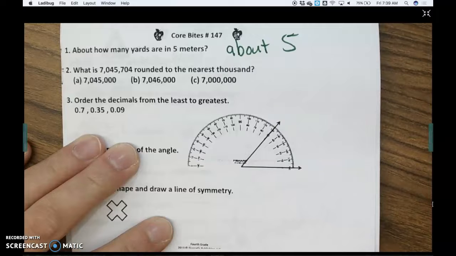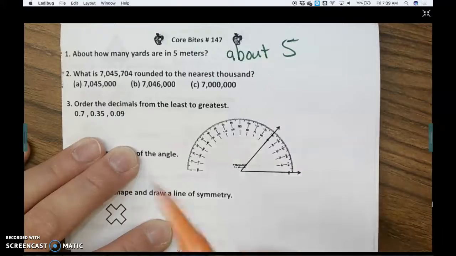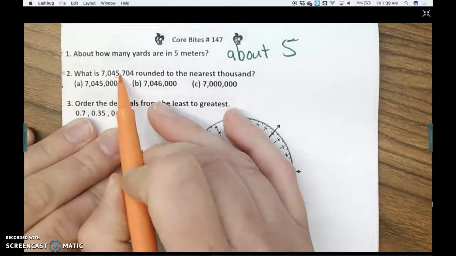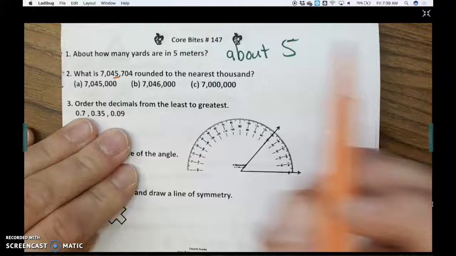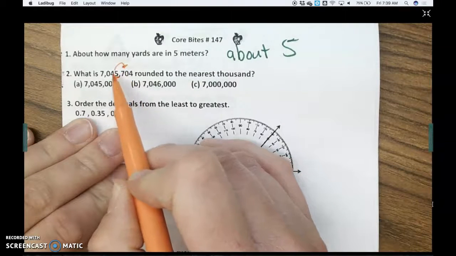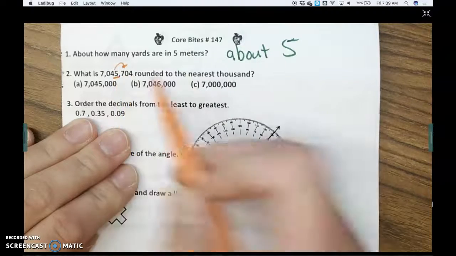Number 2, what is 7,045,704 rounded to the nearest thousand? So you're going to have to look for the thousands place. So that would be right here. So the 5 is going to talk to the 7. The 7 is going to tell the 5 to go up to a 6. And then all of the other numbers would become zeros.